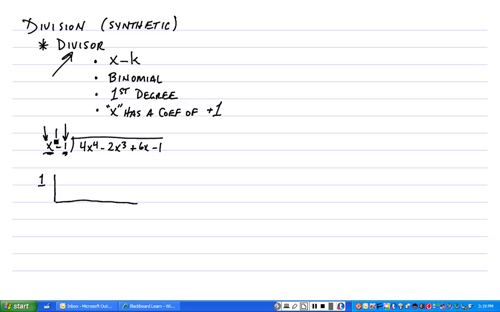Our x is to the first power, first degree, and our x has the coefficient of positive 1. We understand it to be a positive 1 right here in front of this x. So we've checked off all 4 of these, and it fits. Okay, so our k is right here.